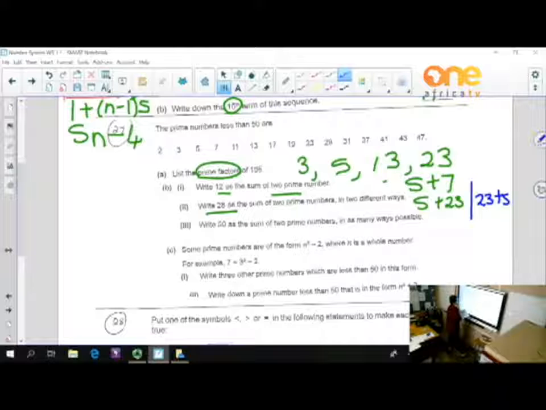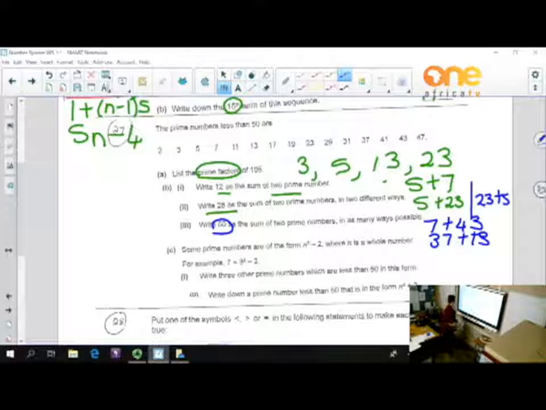13, 15 plus 13, or 5 plus 23. Okay, and then write 50 as the sum of 2 prime numbers. So it could be 7 plus 43, 37 plus 13. And there might be more. You can try them there.